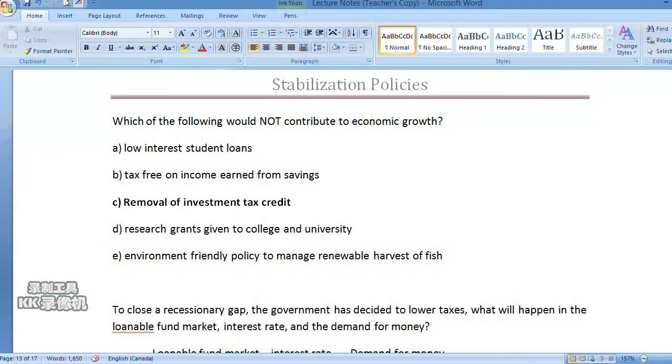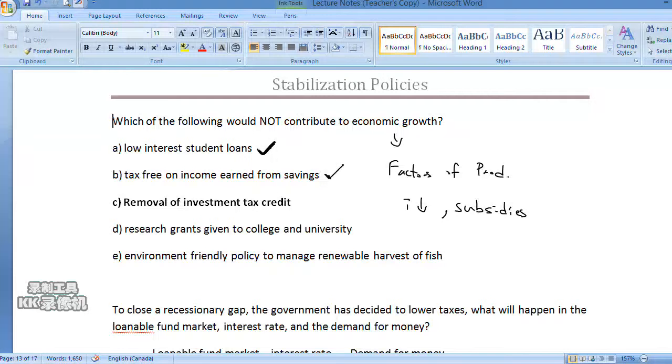Which of the following would not contribute to economic growth? In order to contribute to economic growth, we need to focus on factors of production. And in order to invest in factors of production, we need the interest rate to be low, or we need subsidies from the government. So low interest rate student loan, that's good. This will encourage students to obtain a higher level of education, which will enhance productivity. Tax free on income earned from savings. So this is encouraging savings, which will lower the interest rate.